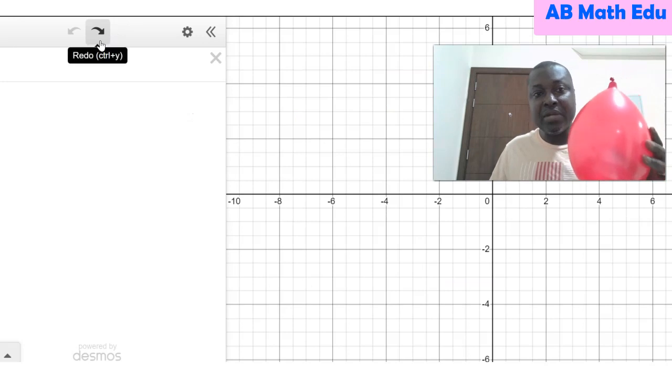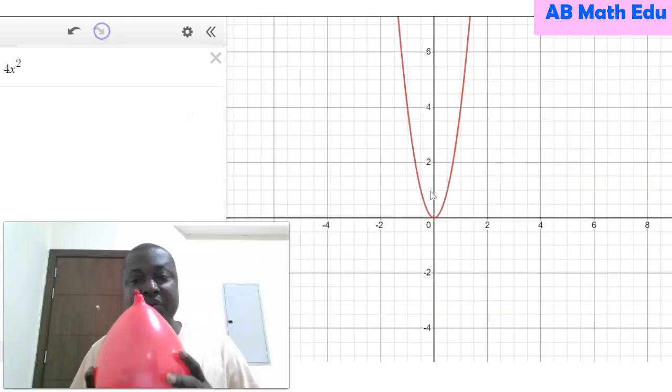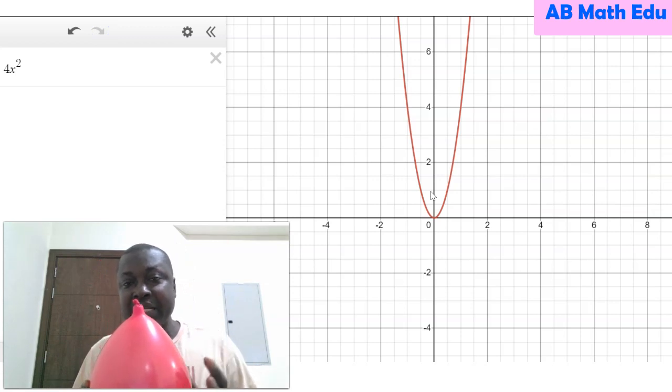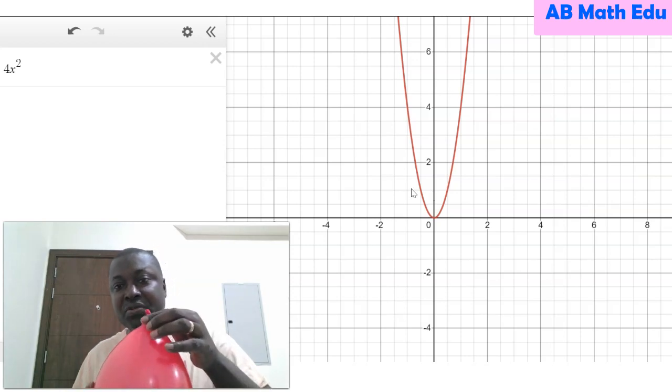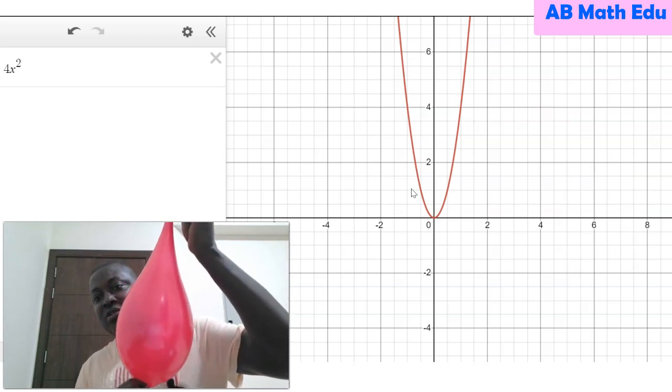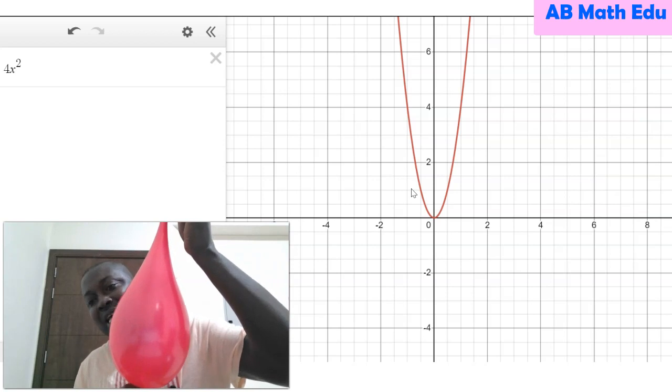First of all, let's look at the number when it's outside. If we have 4x squared, that means it's outside, and the outside is bigger than 1, so it has to be stretched. When you're stretching vertically, you're holding up here and stretching, and that means it's narrowing towards the y-axis.